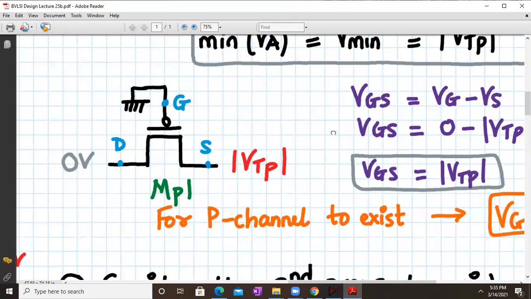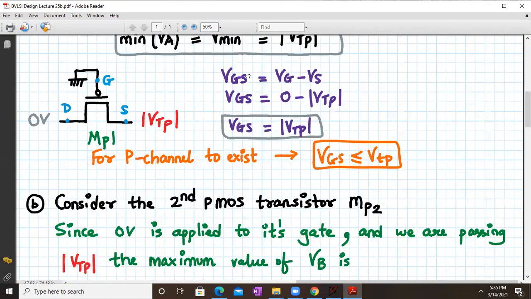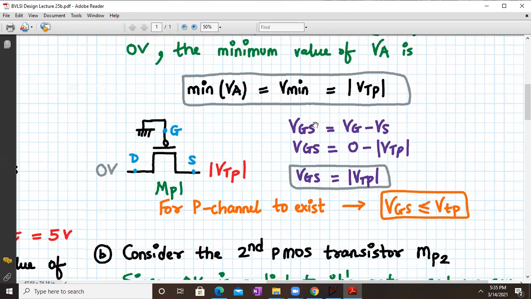So what is VGS? For a PMOS transistor, for a P channel to exist, we want the VGS value to be less than or equal to VTP. Remember, VGS and the VTP value both are negative for your P channel MOSFET. So for the P channel to exist, this is the condition. The VGS value should be at least the VTP value. So here we calculate the VGS value, which is VG minus VS.